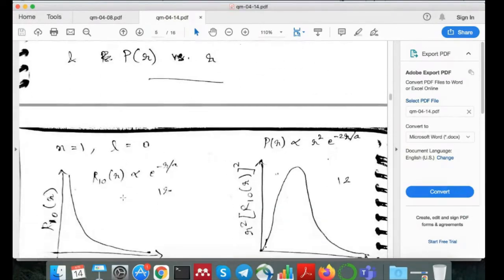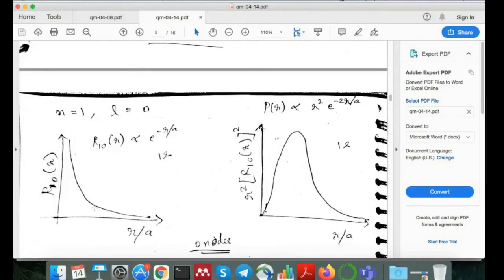The first, lowest energy level is n equal to 1, l equal to 0. So R10 of r is an exponential function, right? So obviously the exponential function goes in this manner. We are plotting it in terms of r by a because r by a is a natural scaling that is already present in the formula. So if you look at the wave function, it goes just like any other exponential function.